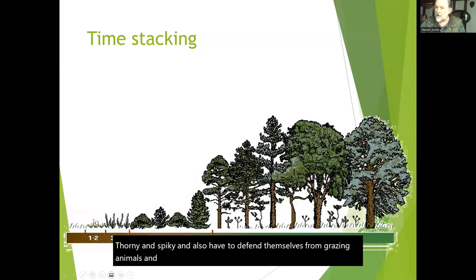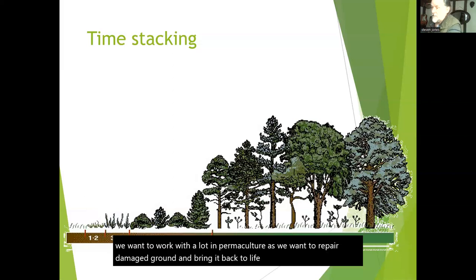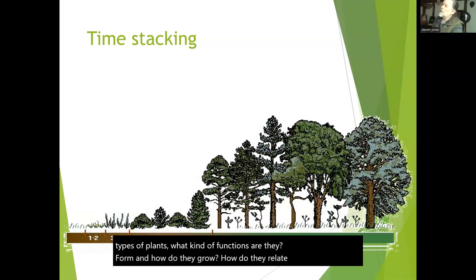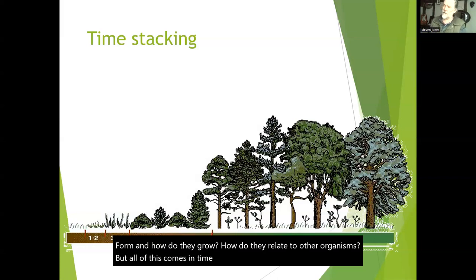And so this leading edge of the succession is something that we want to work with a lot in permaculture, as we want to repair damaged ground and bring it back to life and bring it back into productivity. And then once we've done that first stage, we're very interested again in what follows in the footsteps: what types of plants, what kind of functions do they perform, how do they grow, and how do they relate to other organisms? But all of this comes in time, and I'm really just encouraging you to open your eyes and to take more notice of things as you move around and observe what is going on in your locality.